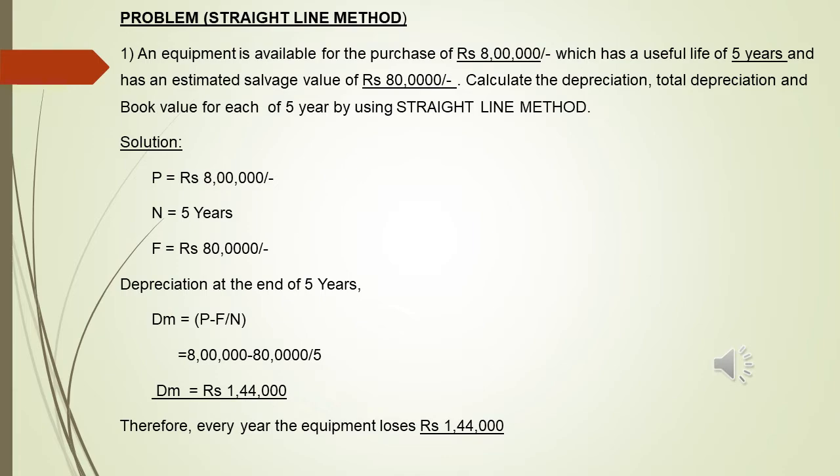Which has a useful life of 5 years and has an estimated salvage value of rupees 80,000. Calculate the depreciation, total depreciation, and book value for each of 5 years by using the straight line method.